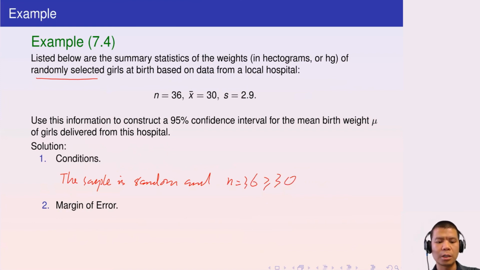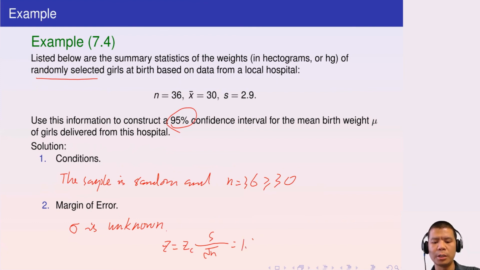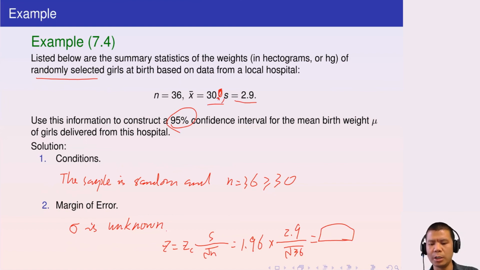For this one, sigma is unknown. So we know that E equals z_c times s over square root of n. It's 95%, so it's 1.96 times s, which is 2.9, over the square root of 36. And you can calculate this value. Sorry, I do not have a calculator right now, but you want to round to one decimal place here, so that it's the same decimal place.